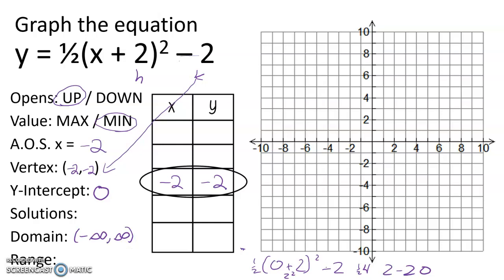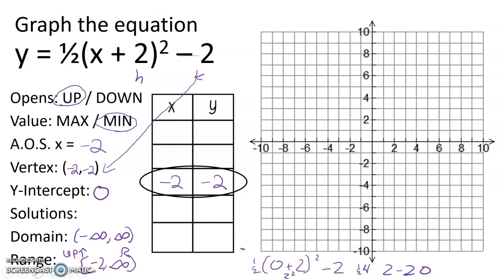Range is also still the same. So do I open up or down? I open up. So I'm going to go to positive infinity on the right side. And then on the left side, I'm just going to put the y value of my vertex, which is -2 with a bracket. Okay? Alrighty.